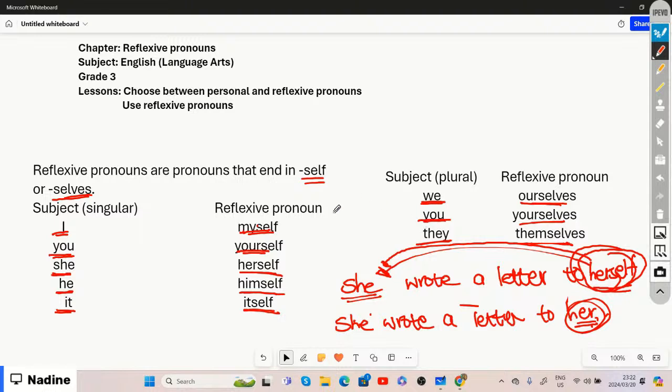And reflexive pronouns, we said, end in self and selves. And the reflexive pronoun needs to refer back to the subject that we are basically making mention of, right? If it does not refer back to the subject, and you just use words like her or him or they or them, then it means that you are making mention of a personal pronoun, right?